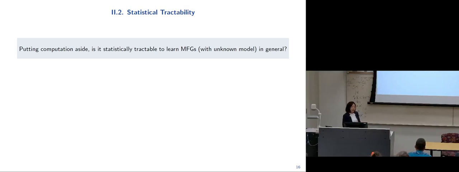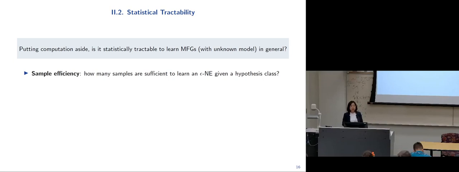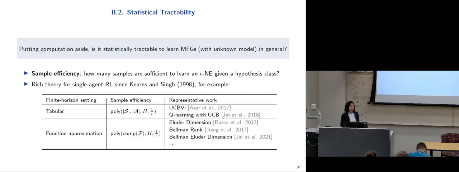Okay? And let's put computation aside and see whether it is statistically tractable to learn these mean field games if we don't know the model. Okay? We want to understand, for example, if we're given a hypothesis class about the underlying model, how many samples are sufficient to learn the Nash equilibrium. Of course, this topic has been extensively studied by this particular community, about sample complexity in the single agent reinforcement learning setting. And if we move from single agent reinforcement learning to the mean field game setting, naturally one would expect that exploration will be even more challenging, because the transition dynamics and the reward now also depend on the population, which is infinite dimensional. Okay?